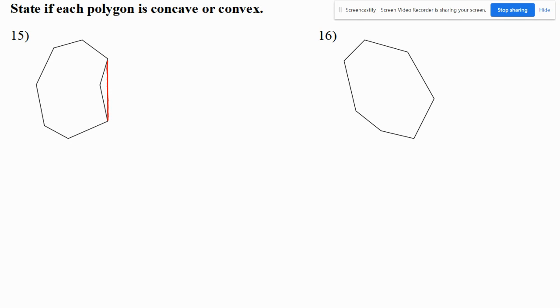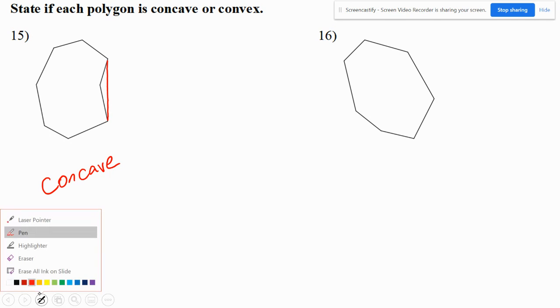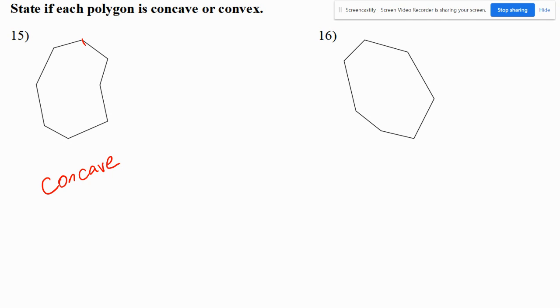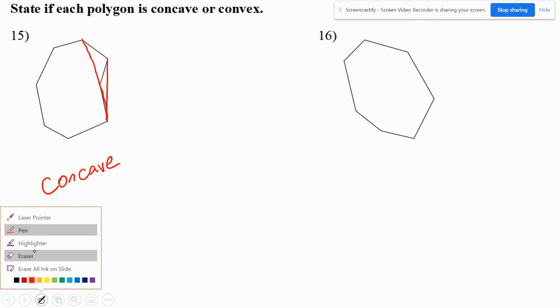Looking at number 15, I can think of a diagonal that goes outside of the picture. Because I can think of one diagonal that goes outside of the picture, this is called concave. There are many other diagonals. As a matter of fact, that's not the only diagonal that goes out. Let me draw another diagonal. I could even think of this diagonal. Seems like it goes out a little. So as long as I have a diagonal that goes outside of the picture, at least part of it, it's already concave. But remember how it came in and I said, oh yeah, I can clearly see that one goes outside of the picture. So because of that diagonal, I'm going to call it concave.